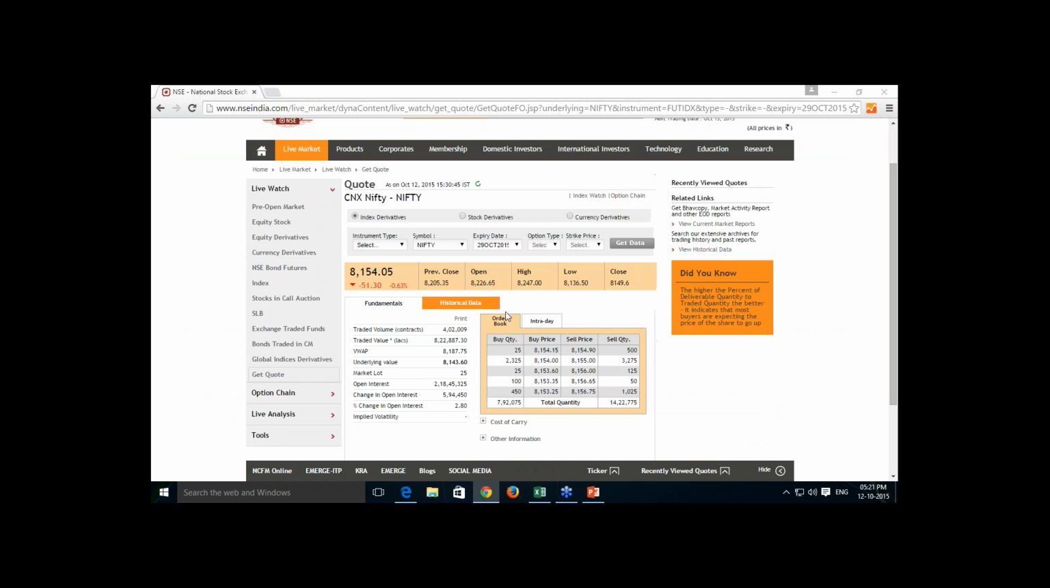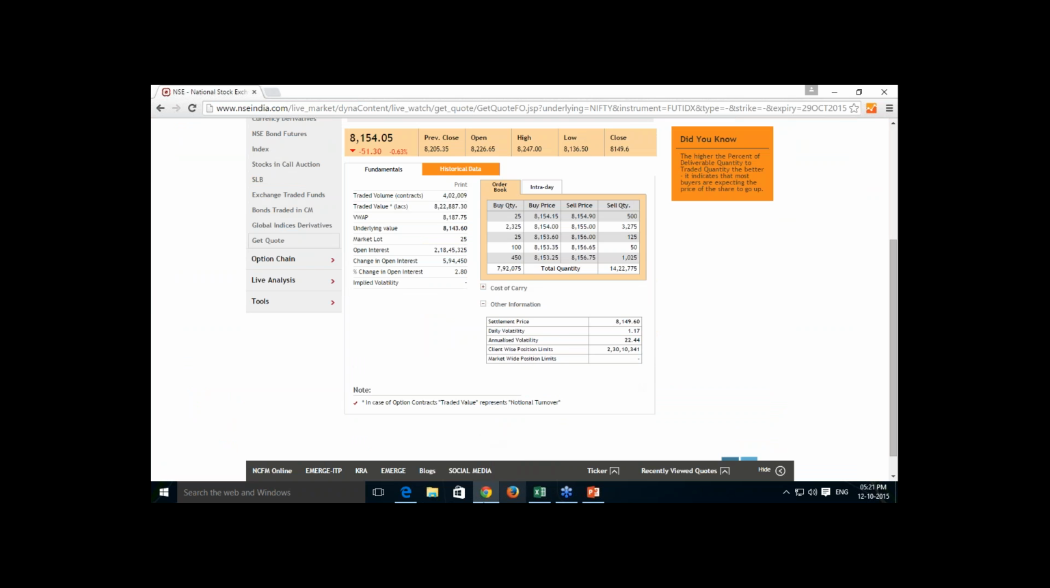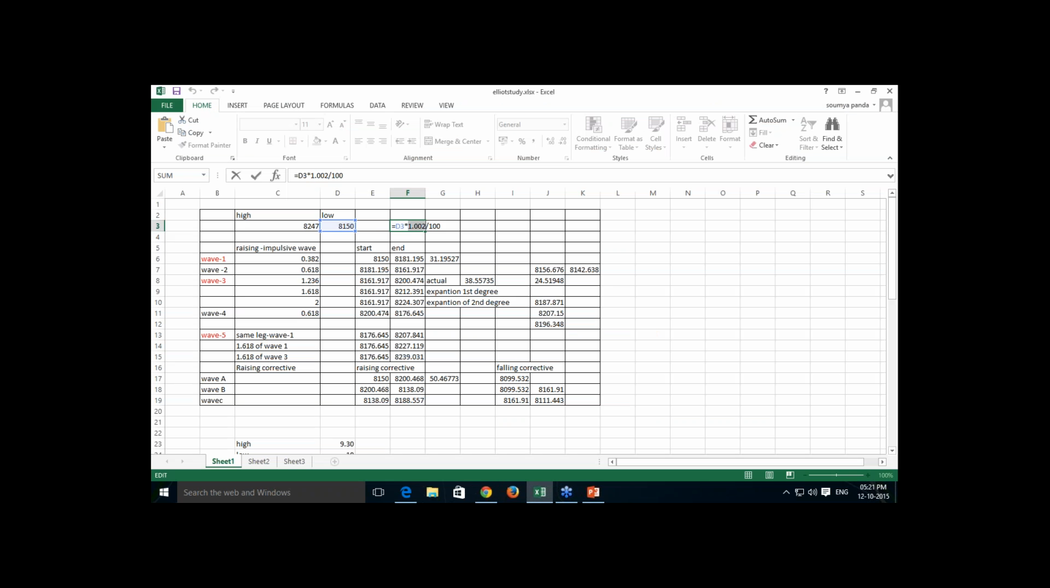Now I have to investigate. So 8154 I closed, and 1.17 is the daily volatility. 8154 I have closed. So this is the price range I am expecting for tomorrow. If I am starting my calculations from here, 8154 till 8190, my first wave will be ended.